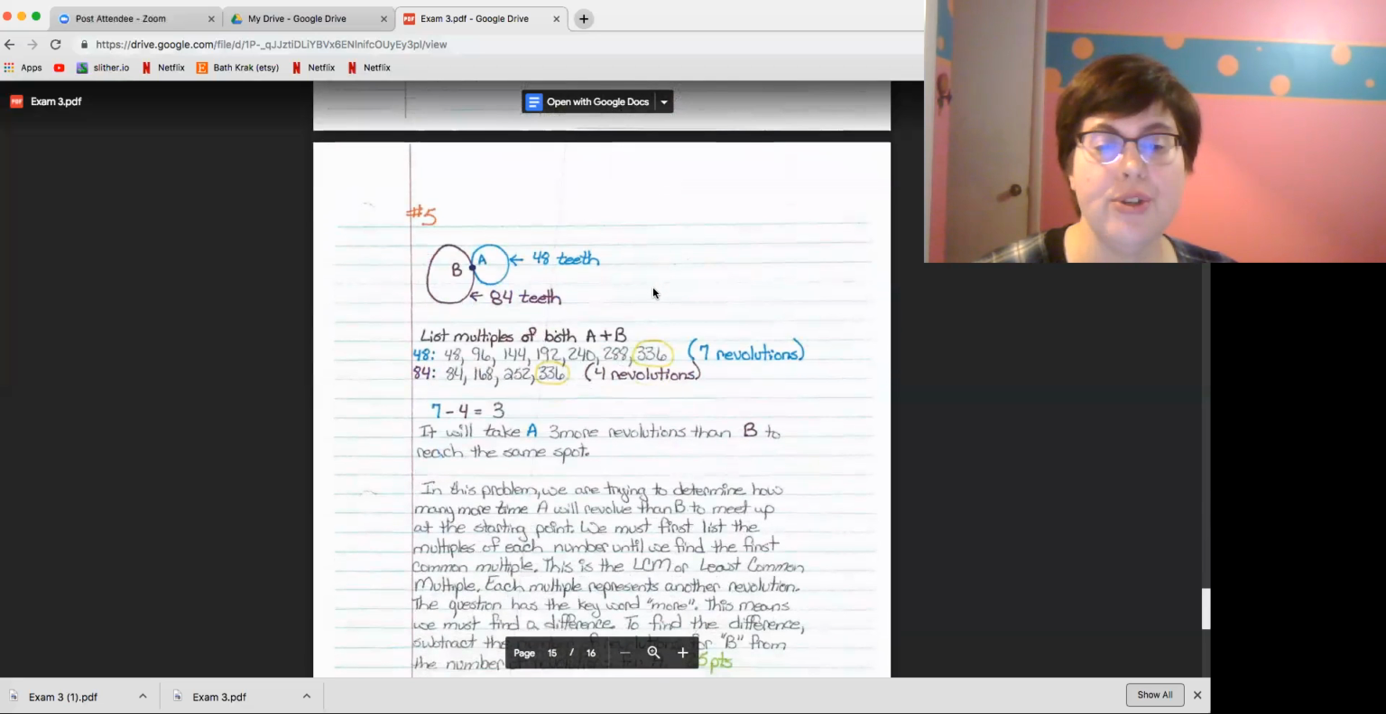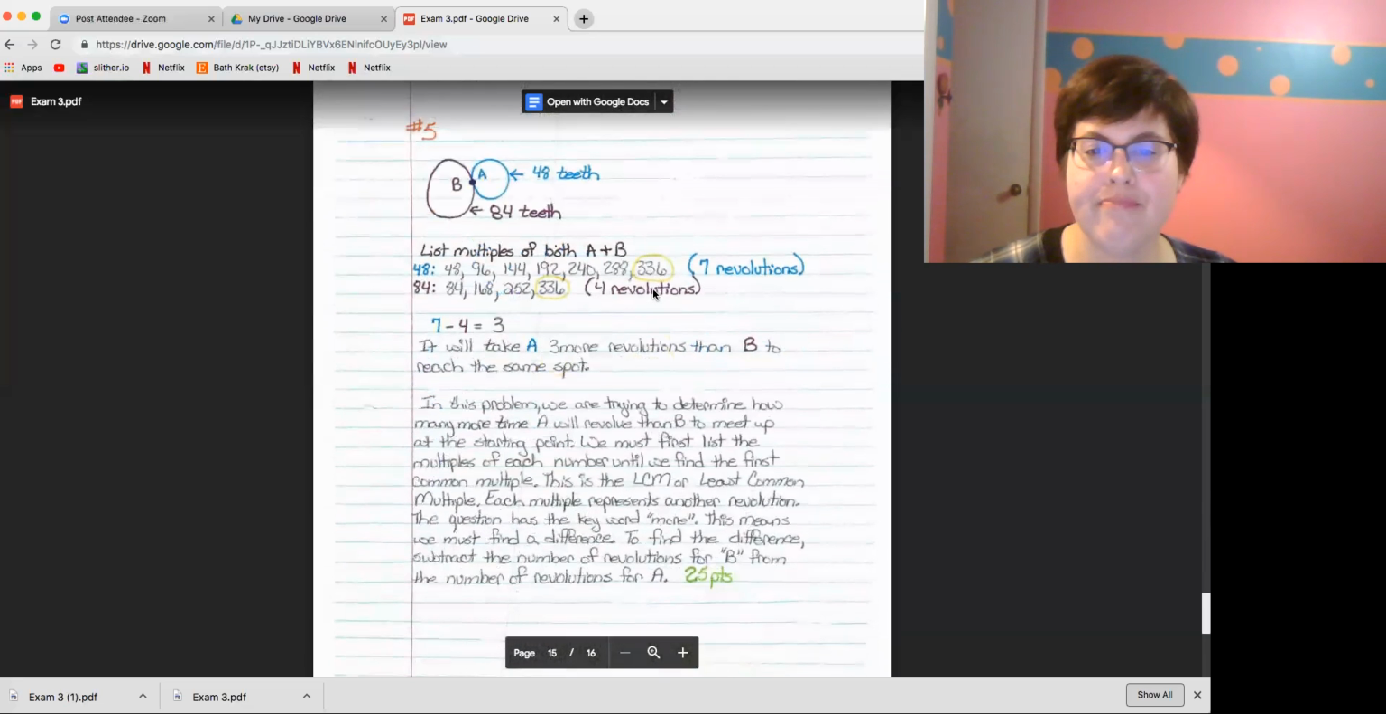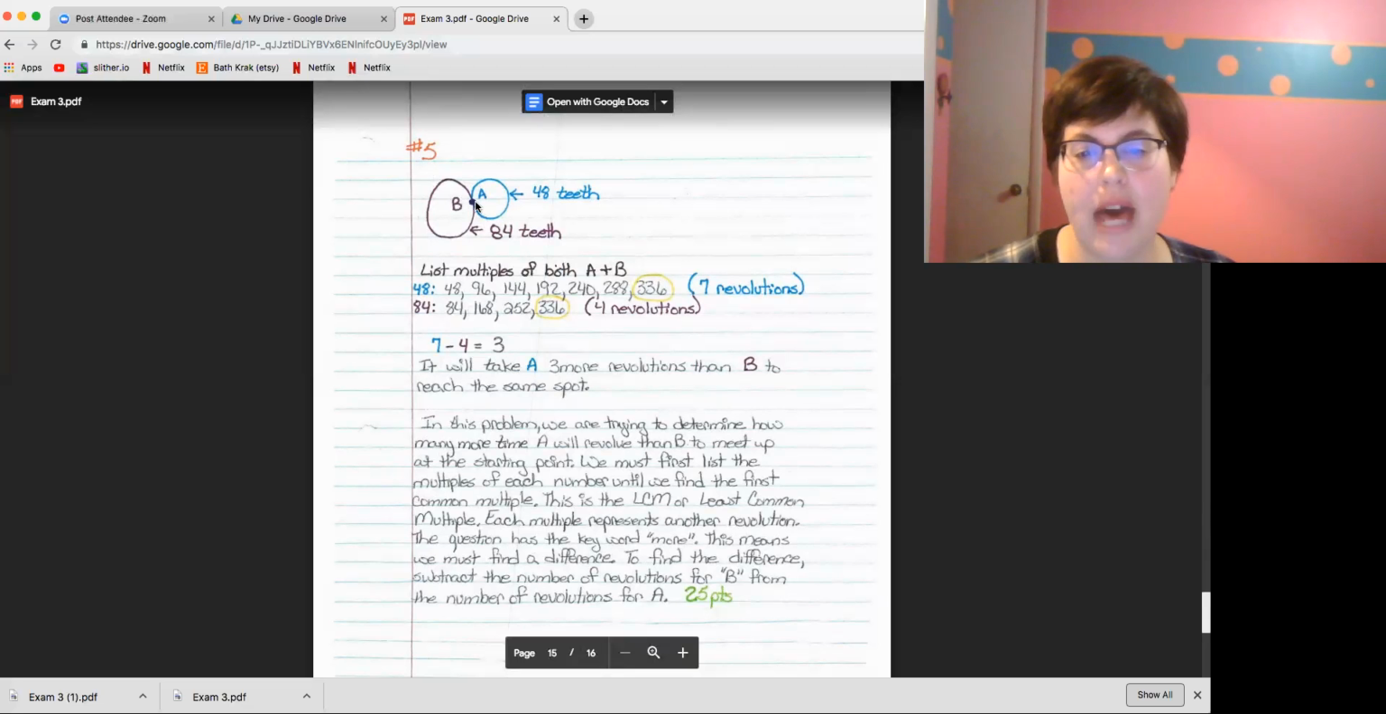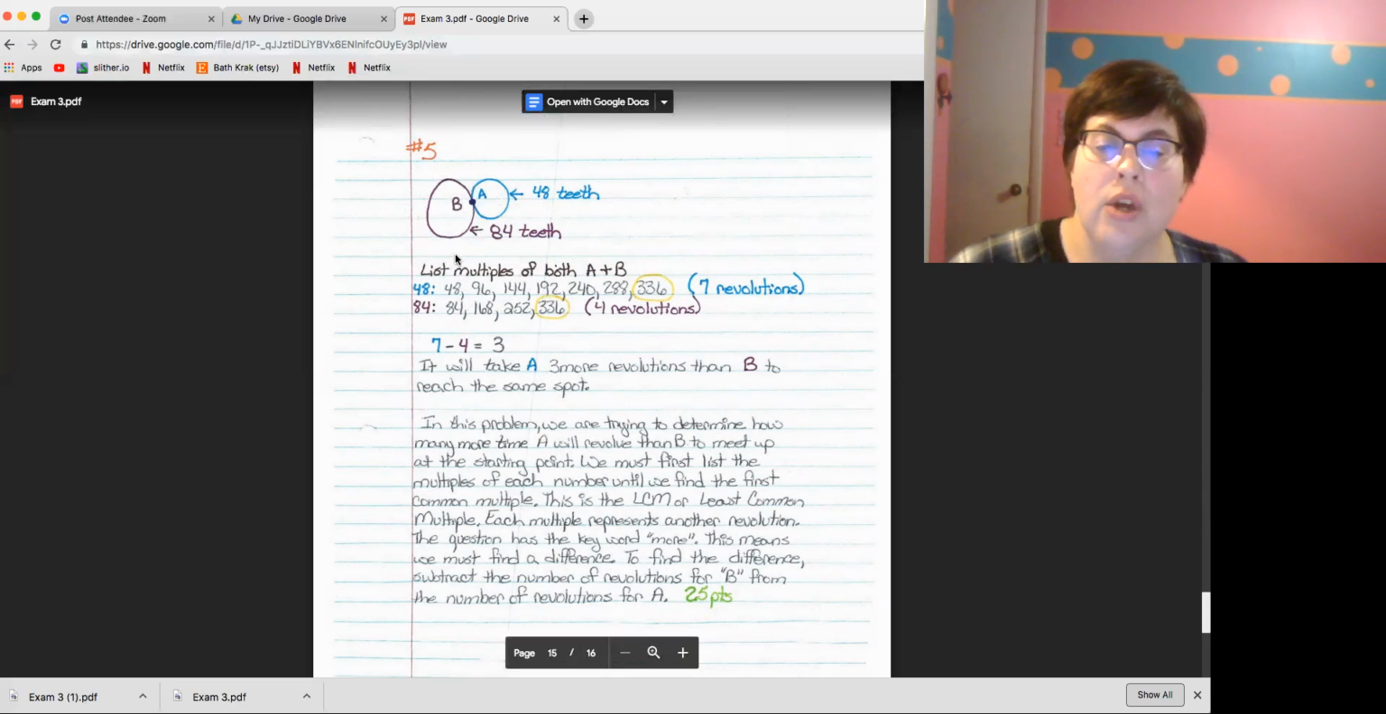Then we get to our gears for number 5. Gear A has 48 teeth. Gear B has 84 teeth. What we do on this is we take 48 and 84, and we're going to list its multiples.